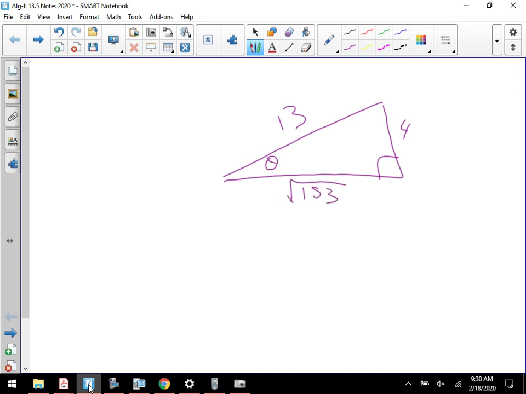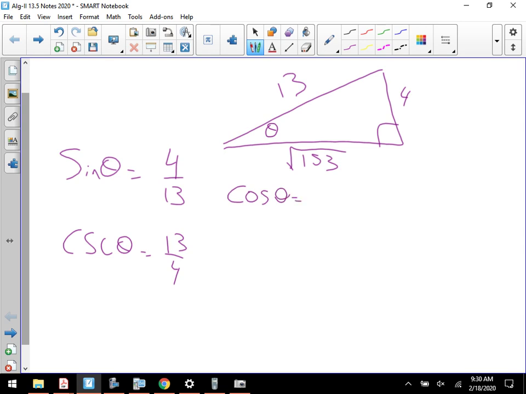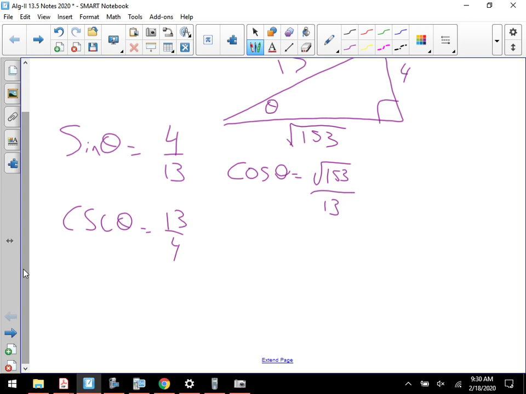When you start to go through your trig functions, at this point the easiest thing to do is just to write it out. Start with sine. You know the sine of theta is opposite over hypotenuse. The cosecant, which is the reciprocal trig function, is just the reciprocal of a fraction. You just flip it. The weirdness comes into play when you start to worry about the root. So your cosine of theta is adjacent over hypotenuse, the root 153 over 13. But then your secant, you have to reciprocal it.